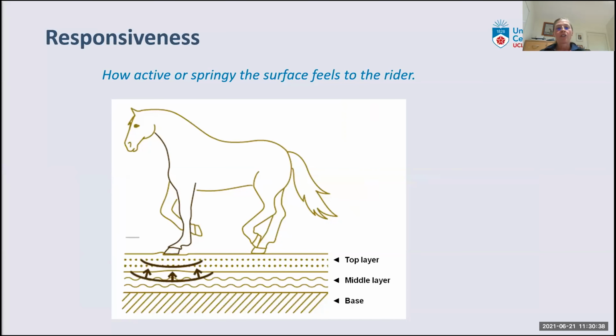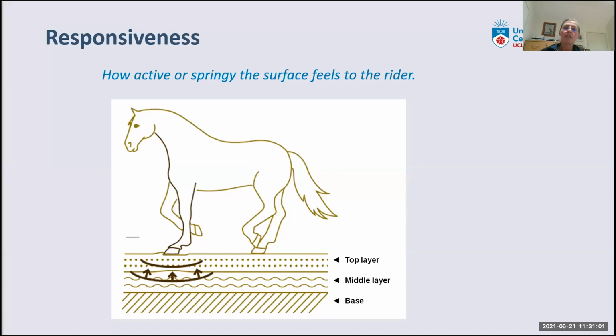Okay, so then moving on to responsiveness. This seems to always be the functional property that's most difficult to understand. And I suppose because its effect relates to the whole of the stance phase, then possibly that's why. So how active or springy the surface feels to the rider.